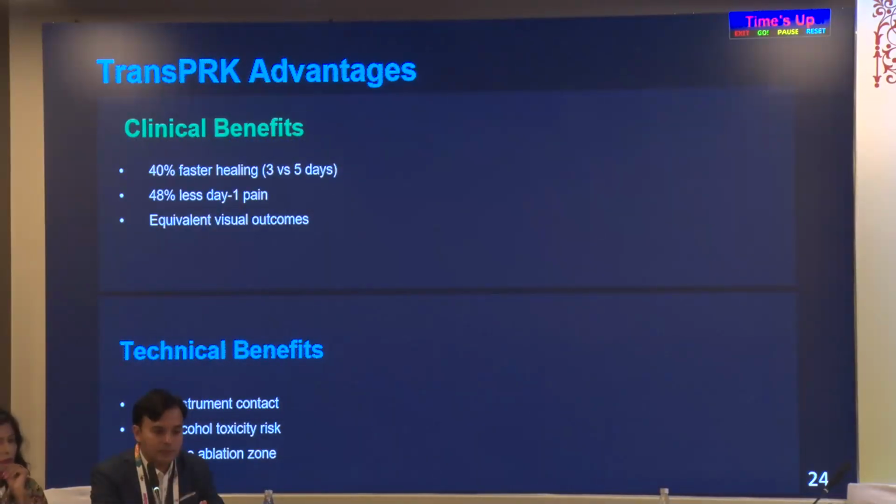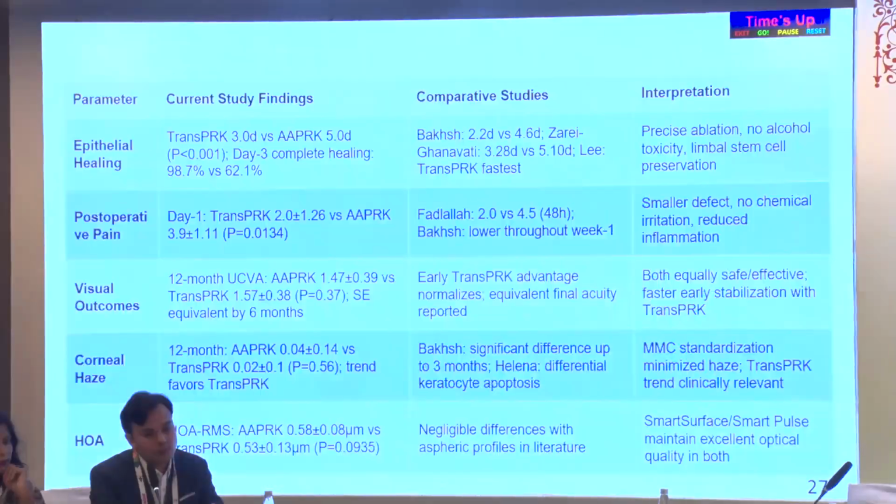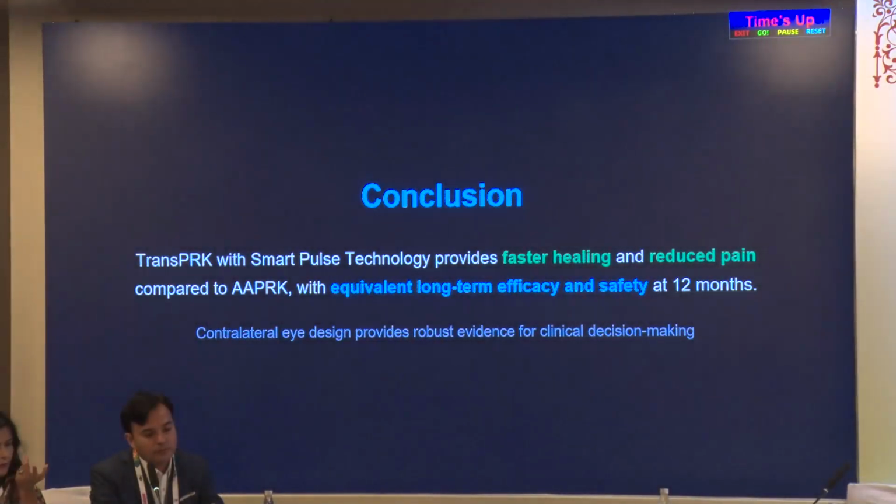And clearly the trans PRK has the advantage that it has 40% faster healing and less pain on day 1, and no alcohol toxicity risk as well. So to conclude, trans-PRK provides faster healing and reduced pain compared to alcohol ablated, but equivalent efficacy in both the groups, and it is definitely safer at 12 months.